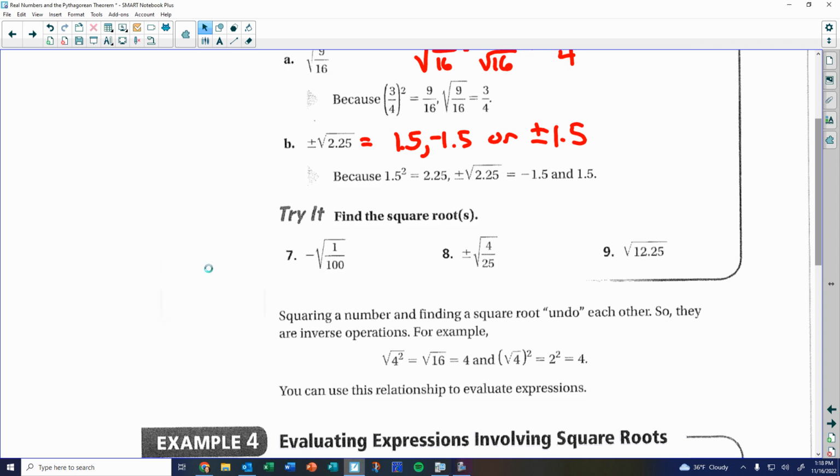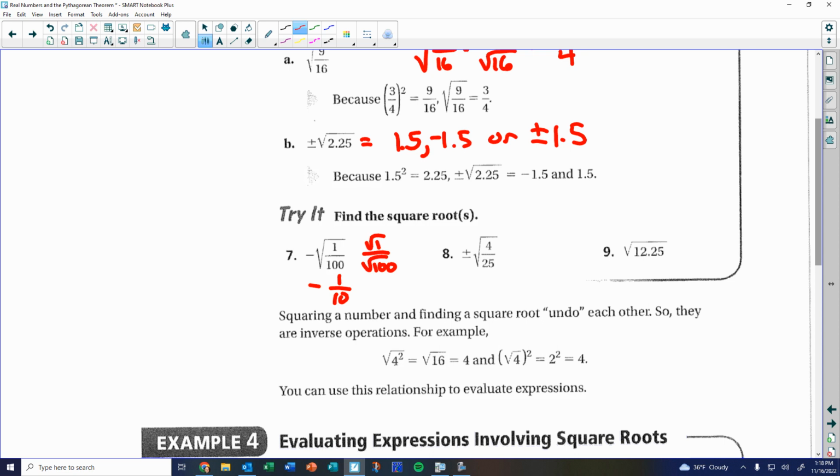All right, so when the minus sign is out in front, it's asking for the negative root. All right? So, again, think of the fraction, break it up into the two roots. What's the square root of 1? 1. What's the square root of 100? 10. And then we got the minus on the front. How many people got negative 1/10? Good.